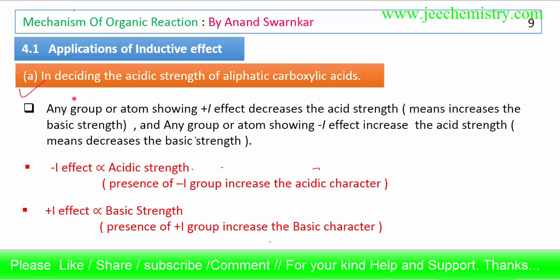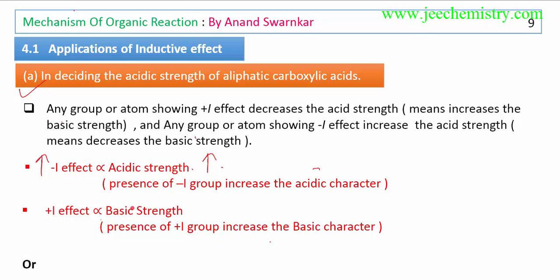We will learn about deciding the acidic strength of aliphatic carboxylic acids. Mainly we will focus on the acidic strength of carboxylic acids. First of all, we will learn the criteria. Minus I effect is proportional to acidic strength, which means as the I effect increases, acidic strength increases. Plus I effect is proportional to basic strength, which means as plus I effect increases, basic strength increases.